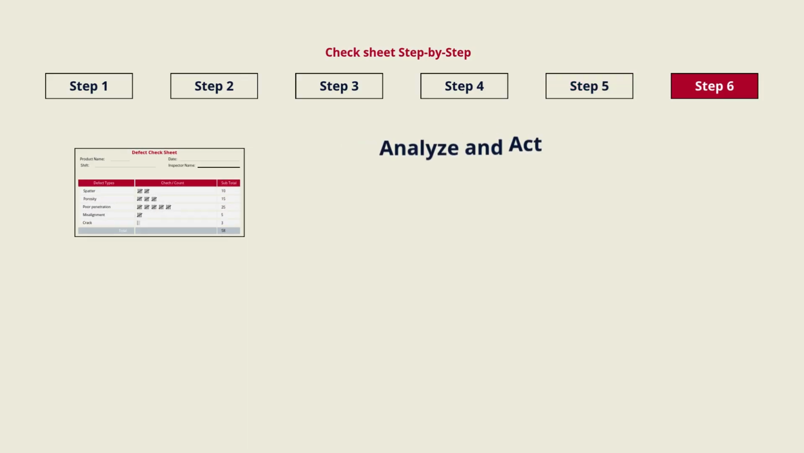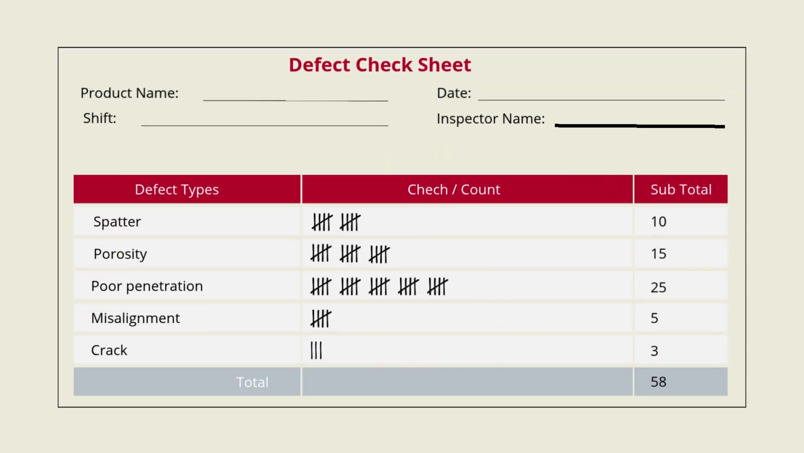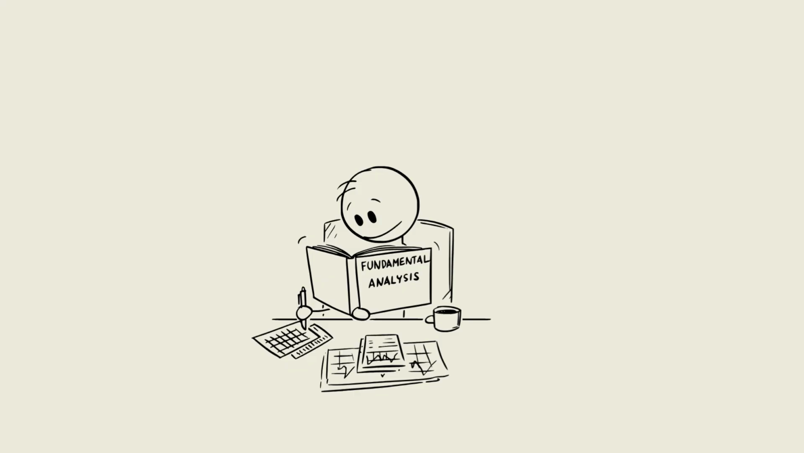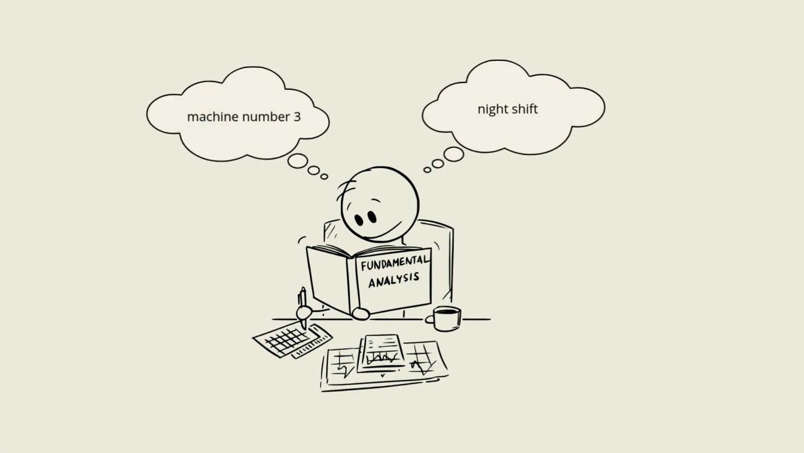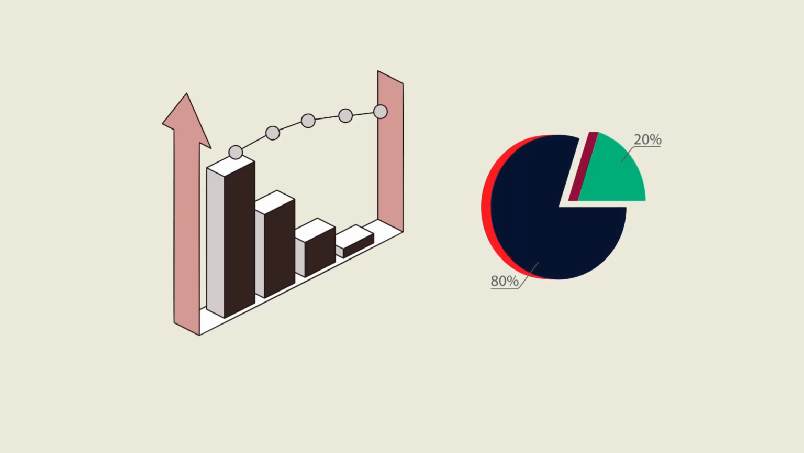Step 6. Analyze and act. Convert your totals into percentages or graphs like a Pareto chart to focus on the vital few issues that really matter. Once your check sheet is complete, it's time to make sense of the numbers. Patterns in your data tell a story. Maybe a defect occurs mostly on the night shift or only on machine number 3. That's a red flag pointing you exactly where to investigate. From this data, you can now build a Pareto chart to see which defects contribute most to the total. That's the 80-20 rule in action.